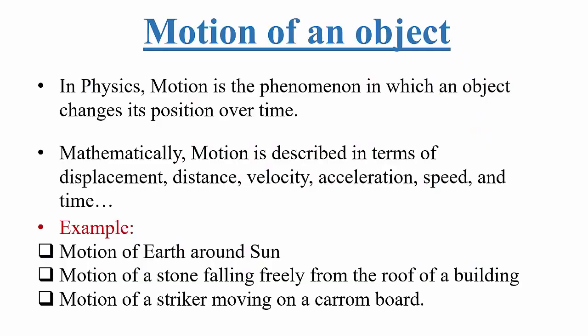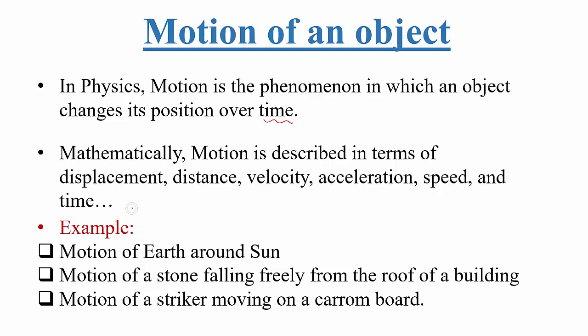Before going to know about equations of motion, first we have to know what is motion of an object. In physics, motion is the phenomenon in which an object changes its position over time. When an object is changing its position with respect to time, then the object is said to be in motion. Mathematically, motion is described in terms of displacement, distance, velocity, acceleration, speed and time.